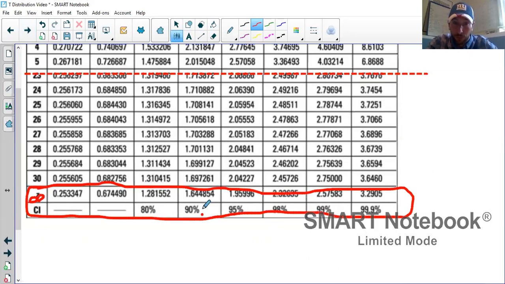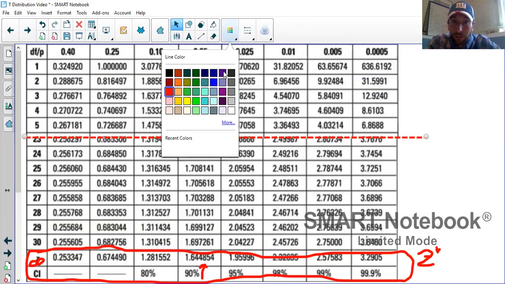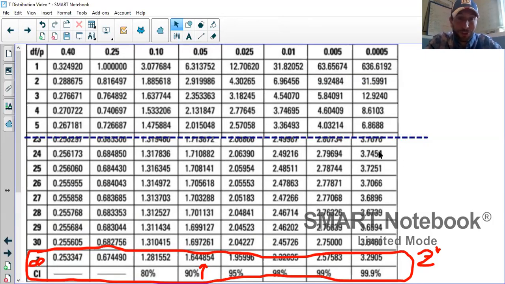But there's my 1.645. So to get a t star, those are all z stars there in red. To get my t star, it's the same kind of idea. This dotted line is just here because this is showing a break. You can see it goes from 5 to 24, and I'm just going to not make it red since I just said red was all the z stars.